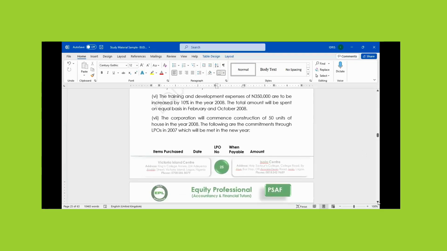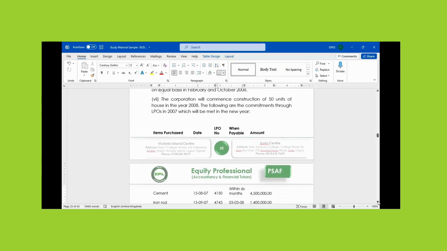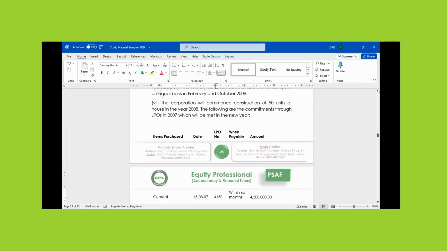The corporation will commence construction of 50 units. That's 7. The corporation will commence construction of 50 units of house in the year 2008.